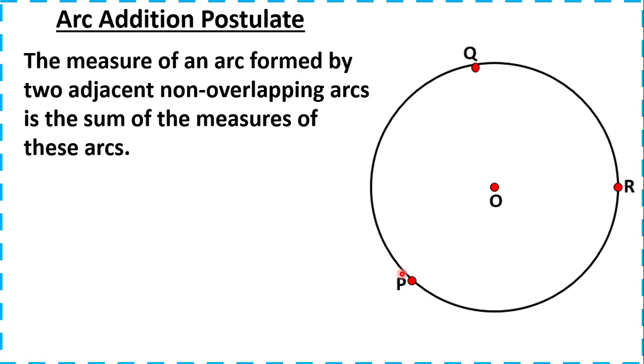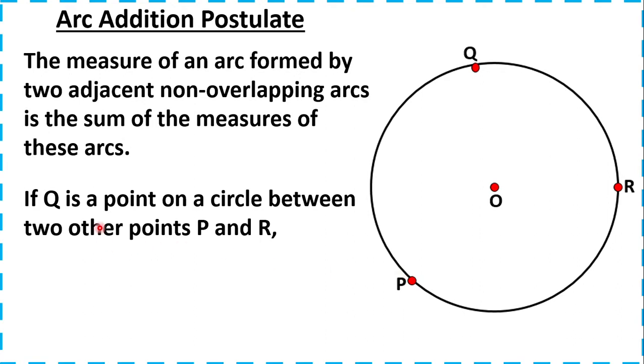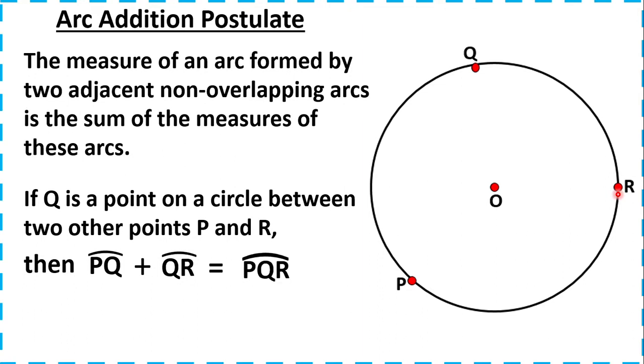So if Q is a point on a circle between two other points P and R, if Q is in the middle of point P and point R, then arc PQ plus arc QR is equal to arc PQR. So the sum of these two arcs.